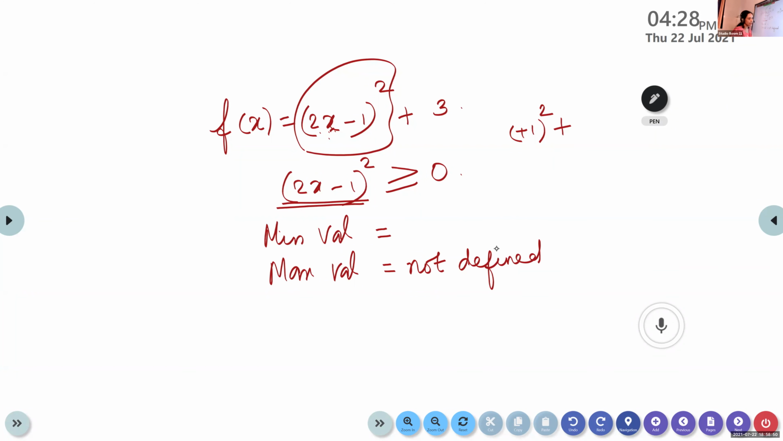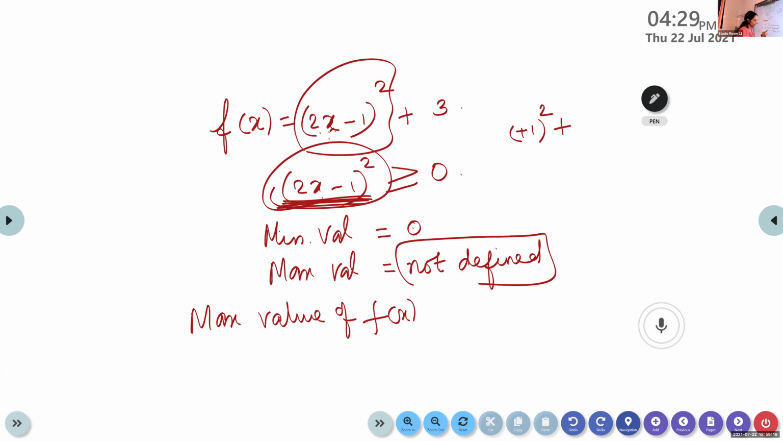But what is the minimum value? When we square it, what is the minimum value? It will be 0, isn't it? I'm asking only about this function. For the time being, you concentrate on only the square function. So the maximum value is not defined. The minimum value is 0. So what will be the maximum value of f of x?